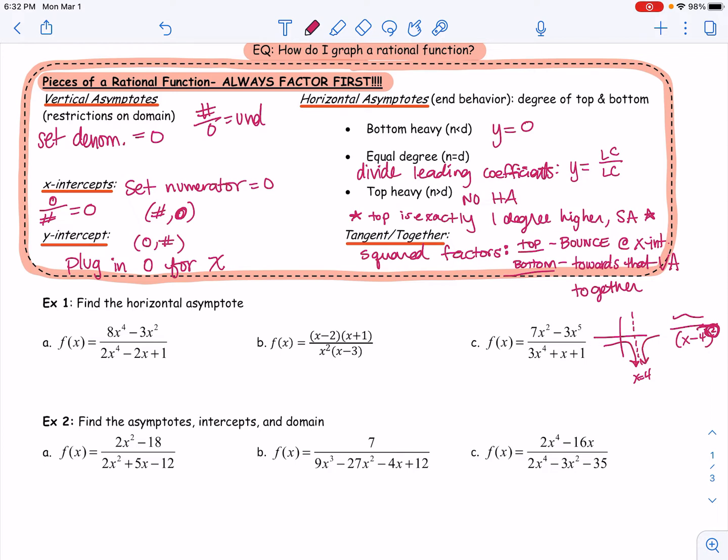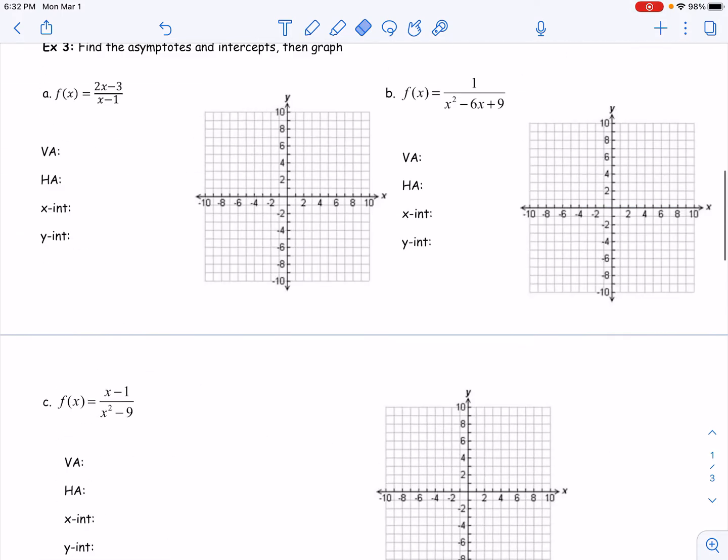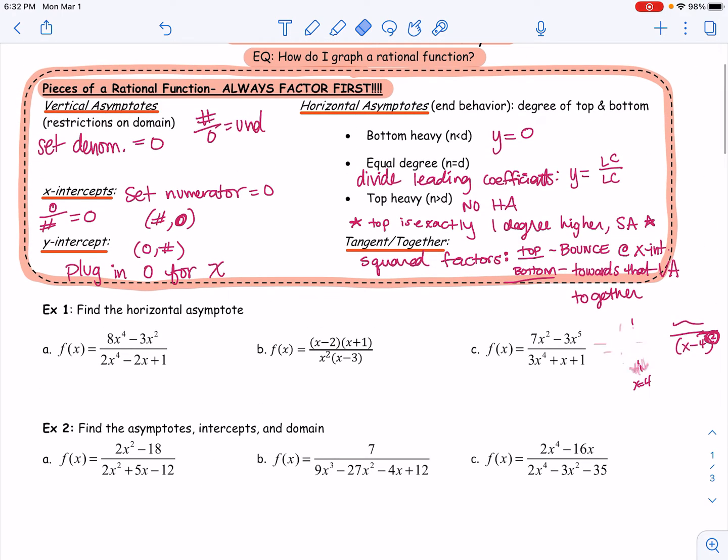Whether it's up or down is going to be dependent on the other things present. Any horizontal asymptotes, any X-intercepts, Y-intercepts, etc. Okay, but that's what it's going to physically look like. They're going to be approaching that asymptote together. Okay, so that's where that tangent or that togetherness comes from. All right, so let's see if we can slowly start putting all these pieces together.